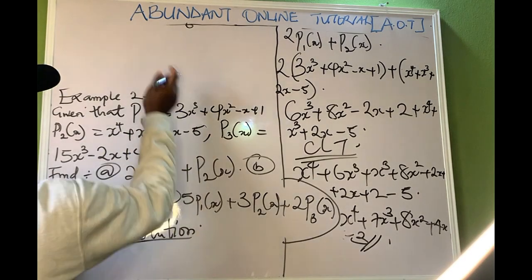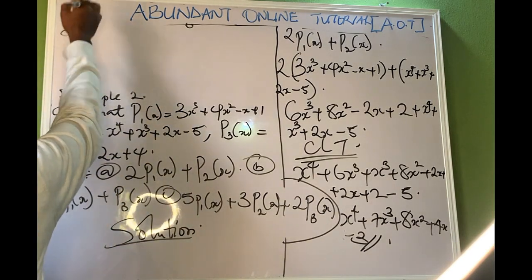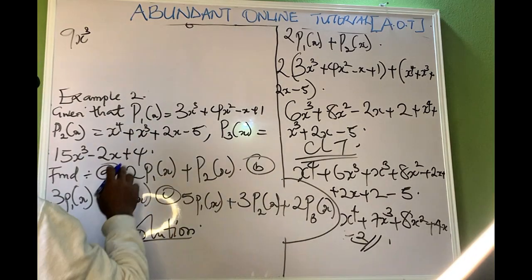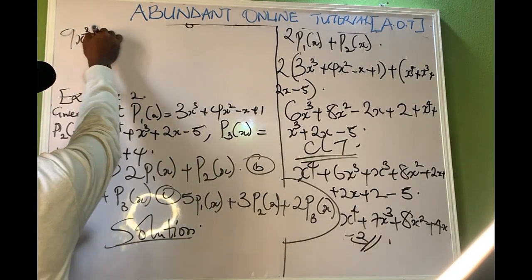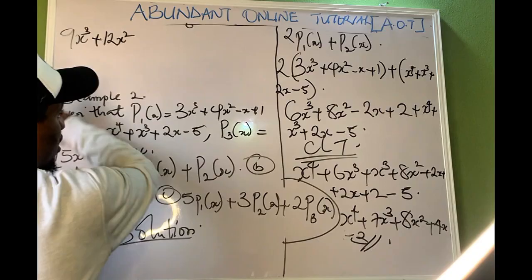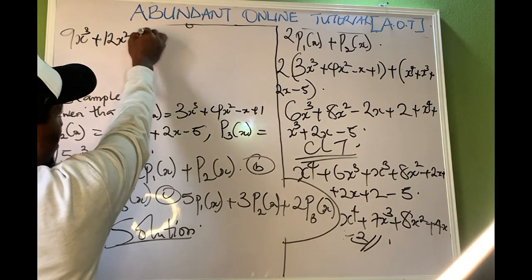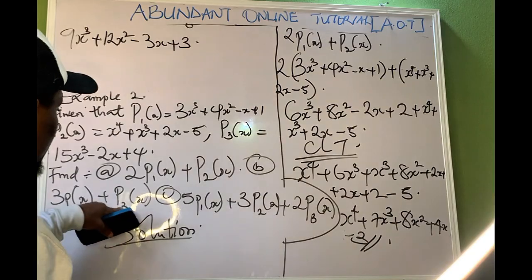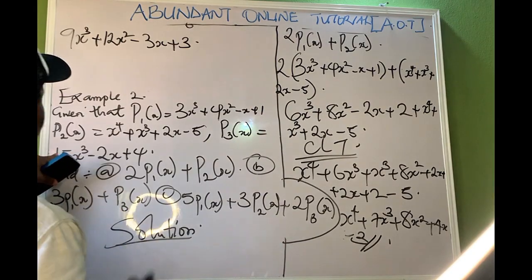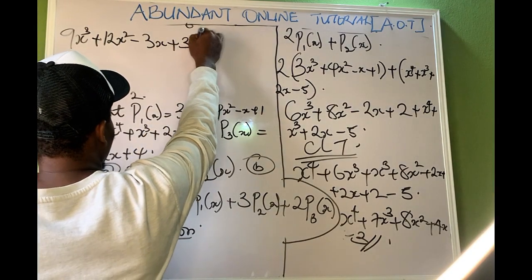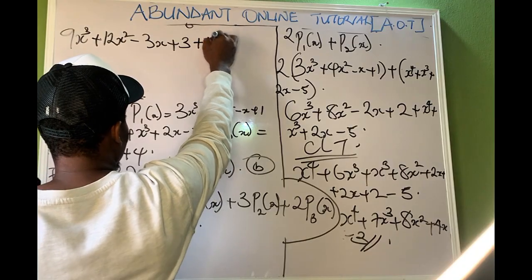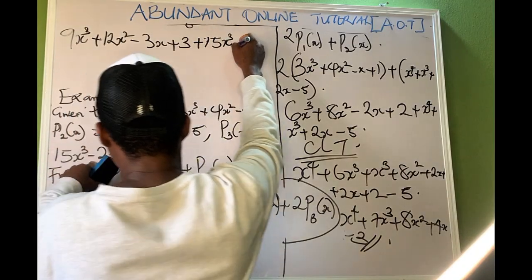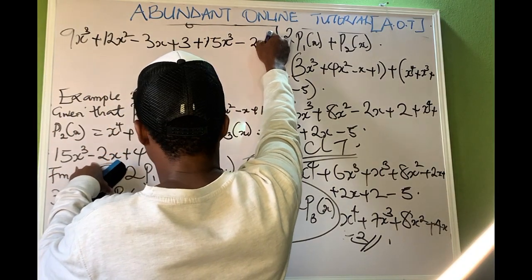All right, 3 times 3 will give me 9x cubed. Then 3 times 4 will give me plus 12x squared. Take note of the sign. Then minus 3x plus 3. And my p3 is plus 15x cubed, and minus 2x plus 4.